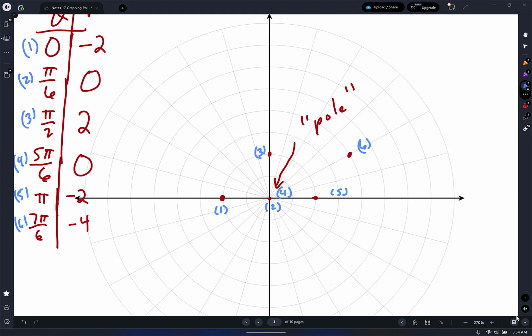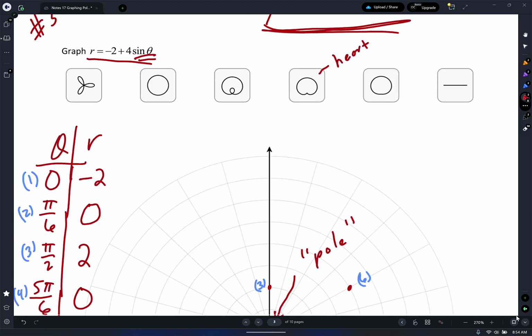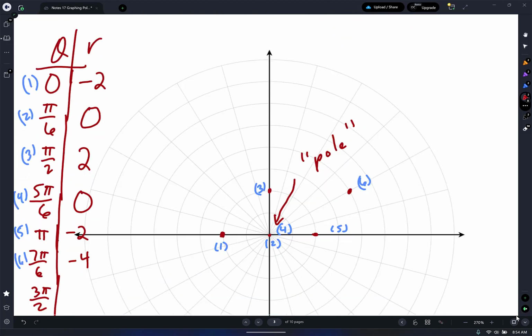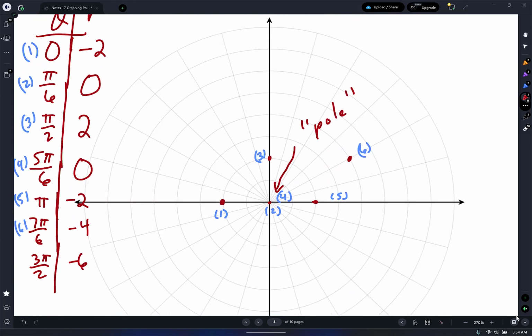Okay. I'm going to put 11 pi over 6. No, 3 pi over 2. 3 pi over 2. Sine of 3 pi over 2 is what? Do you guys remember? -1. -1 times 4 is -4. -4 minus 2 is -6. So 3 pi over 2, -6. So I'm way over here. 1, 2, 3, 4, 5, 6. Bam. 3 pi over 2 is the negative y-axis, but the negative r makes me go up. That's going to be my 7th point.